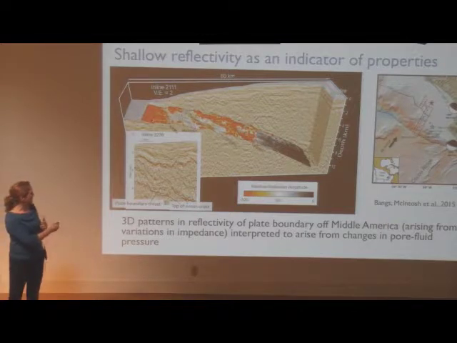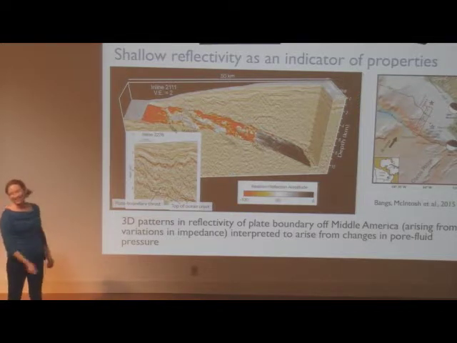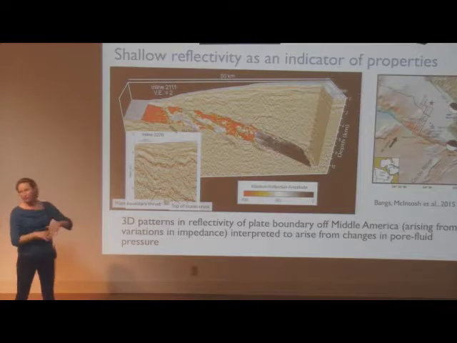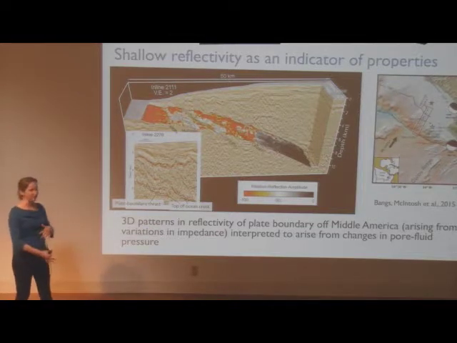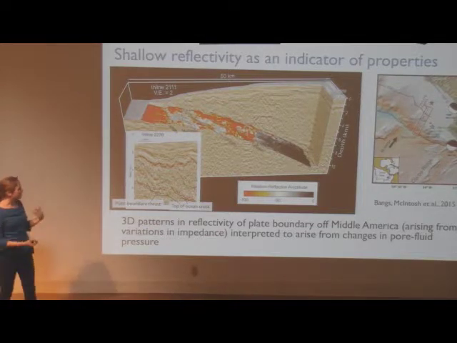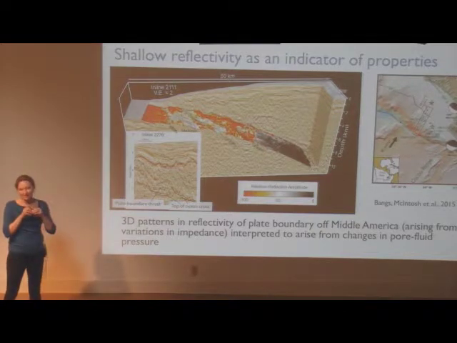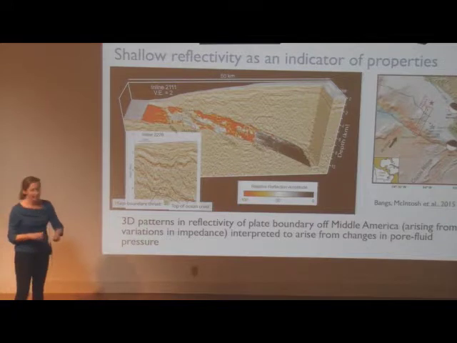And so they relate these very high amplitude, reverse polarity reflections, or I should say very negative high amplitude, to variations in fluids and pore fluid pressure along this boundary. So in the very few places that we have these kinds of special 3D data, you can look in even more detail at the patterns and how they relate.